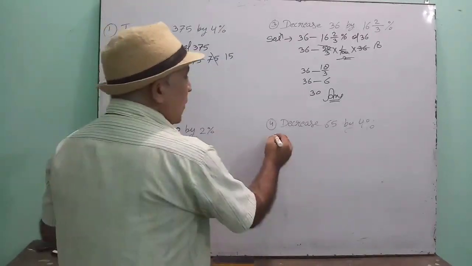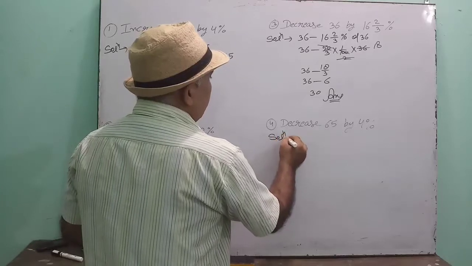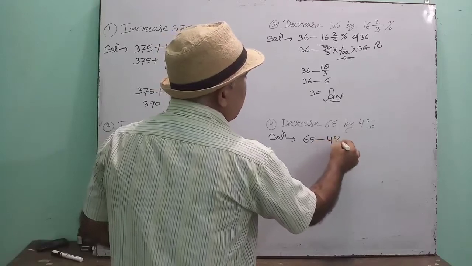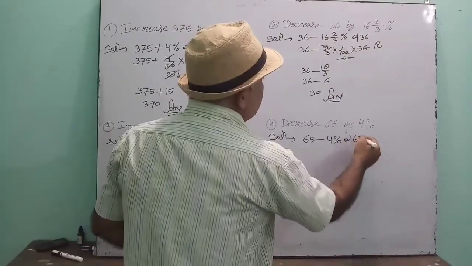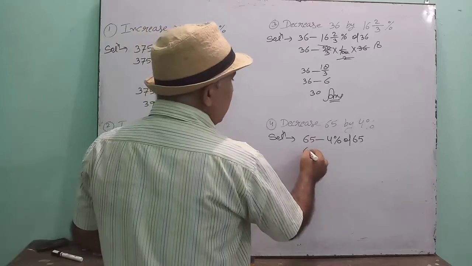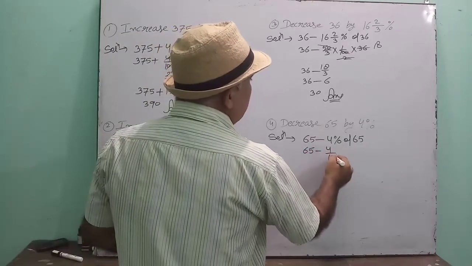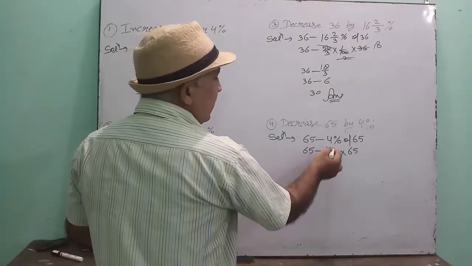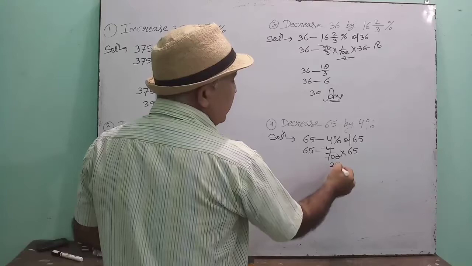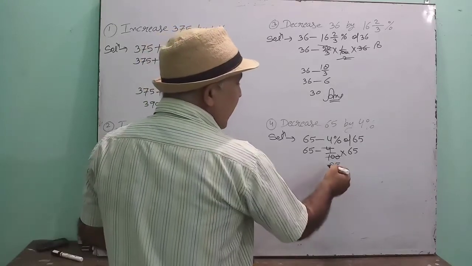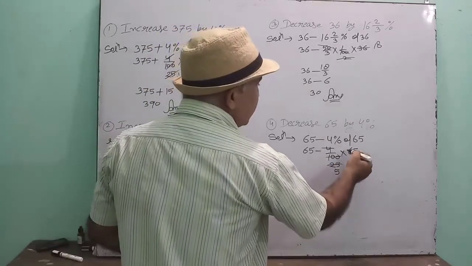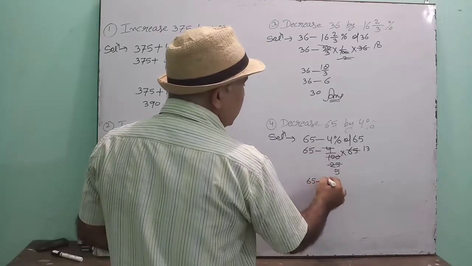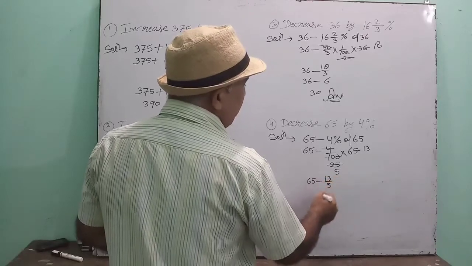Now see question number 4. You have to decrease 65 by 4%. That means 4% of 65. Okay? 65 minus 4 upon 100 into 65. 5 is dividing 100 by 20 times. 5 dividing 25 by 5 times and 5 dividing 65 by 13 times. That means 65 minus 13 upon 5.